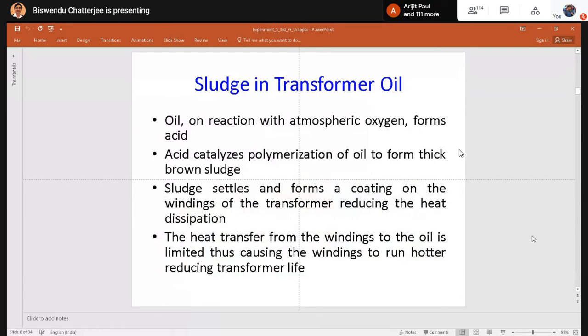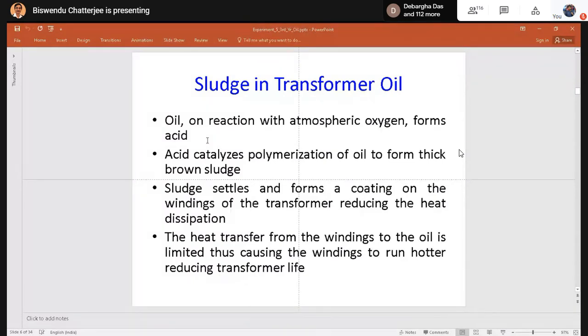Now another important point is what is called sludge in transformer oil. What is there in a transformer? A heating part, which is the winding, and the circulating oil. Now what happens? You cannot make the transformer totally sealed and isolated from atmospheric oxygen. Some part of oxygen will always remain in the transformer. The oil reacts with this atmospheric oxygen and forms acid, because oil is a hydrocarbon and oxidation of hydrocarbon leads to acids.